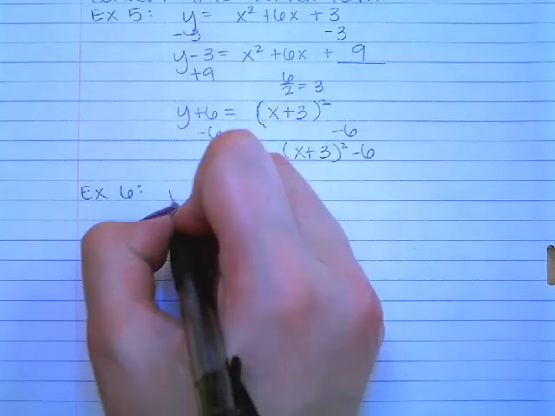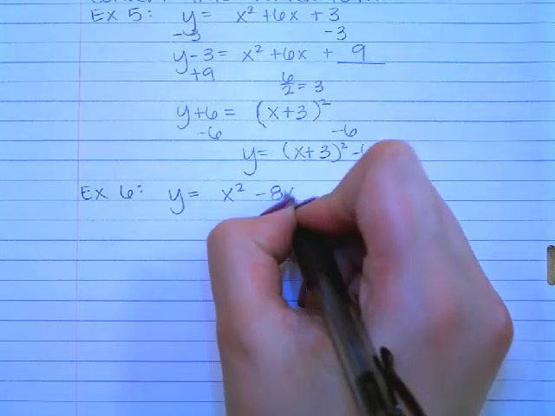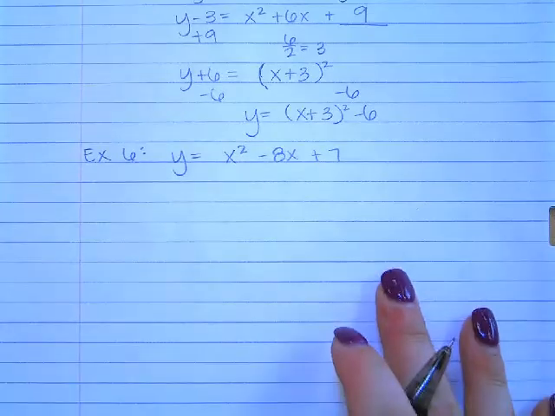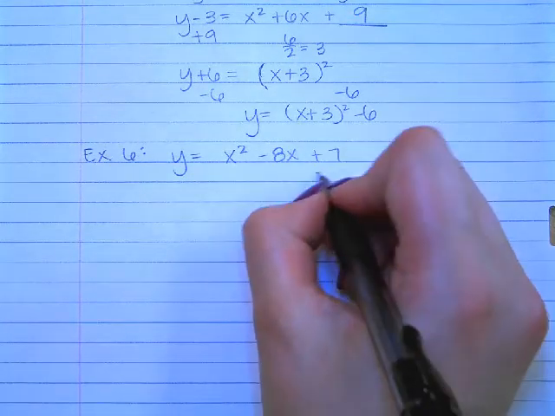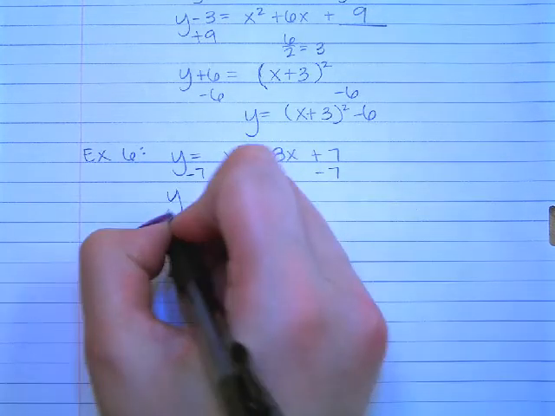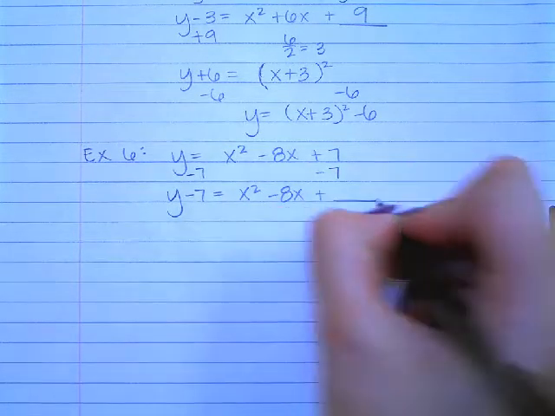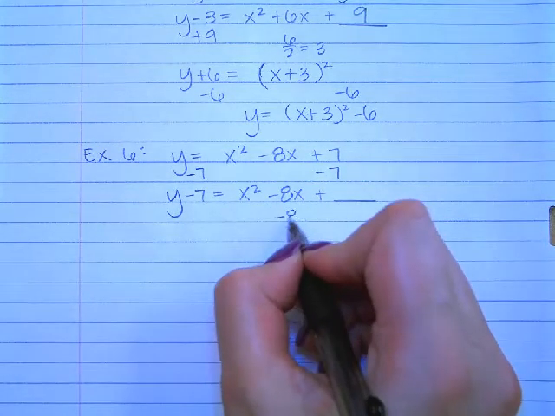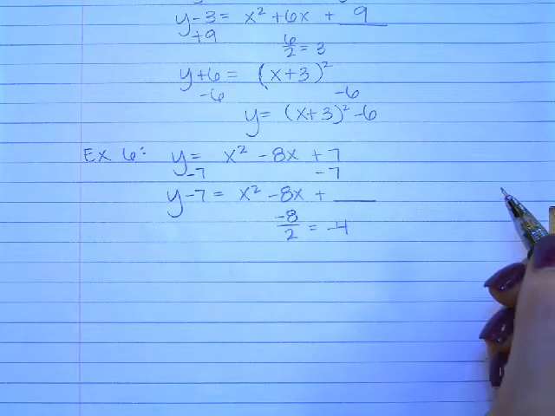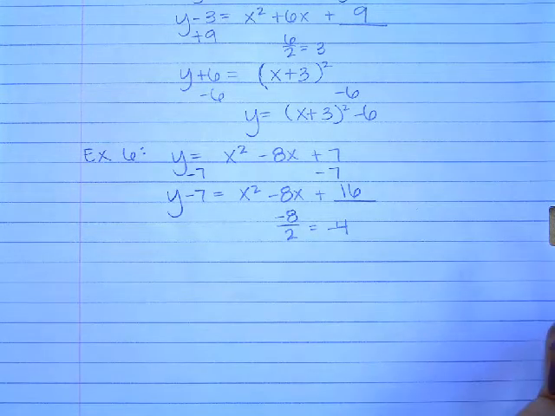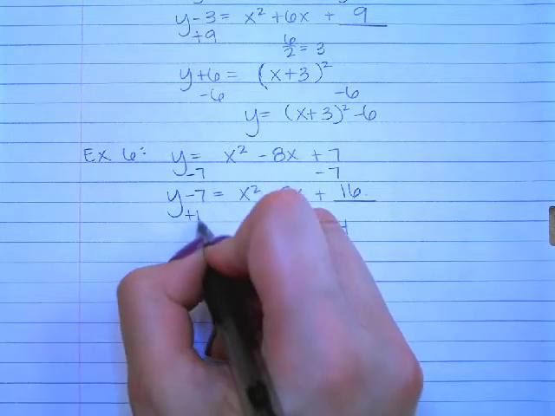So this one is going to be y equals x squared minus 8x plus 7. So just like before, we're going to take the number on the end and move it over so we can have that blank. So I have y minus 7 equals x squared minus 8x plus blank. And then I can go ahead and say negative 8 divided by 2 is negative 4. And negative 4 squared is positive 16. So since I added 16 to the right side, I need to add 16 to the left side.